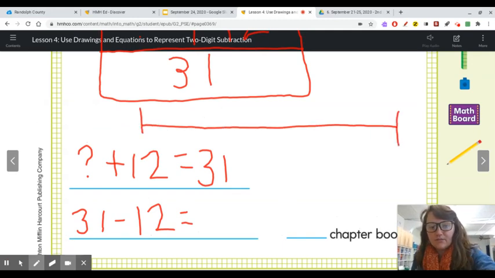Okay, so our ending number is 31. We're trying to get to that number. And then we have our starting number of 12. Okay, so I'm going to set up my number line.